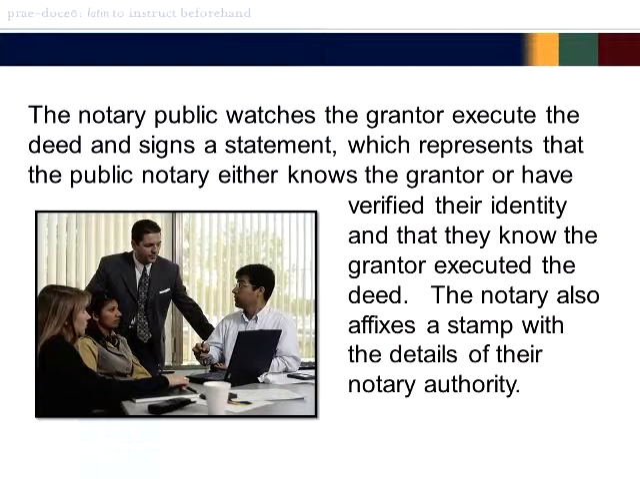The notary public watches the grantor execute the deed and signs a statement which represents that the notary either knows the grantor or has verified their identity. The notary also affixes a stamp with the details of their notary authority.